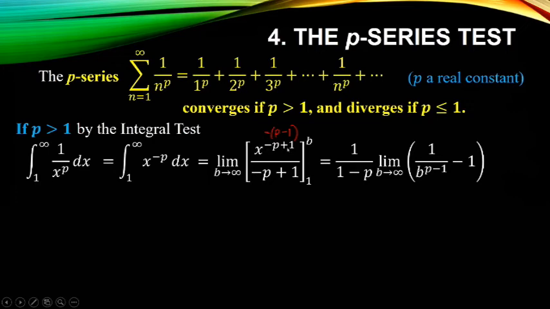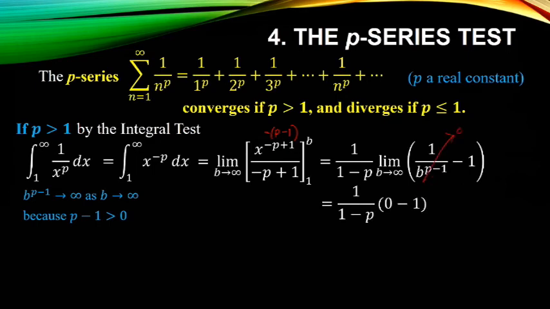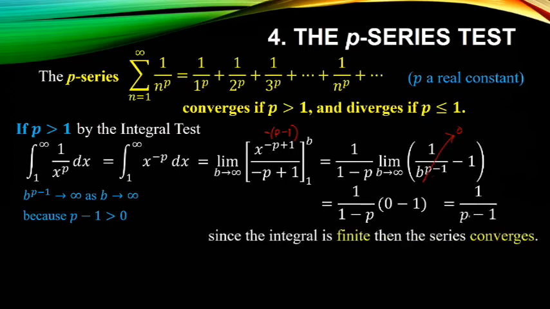So 1 raised to any power is still 1. And b raised to p minus 1 approaches infinity as b approaches infinity because p minus 1 is greater than 0, since p is greater than 1. So this one approaches 0, since the denominator approaches infinity. So we have 1 over p minus 1. Since p minus 1 is a positive number, it will not be equal to 0 since p is greater than 1.